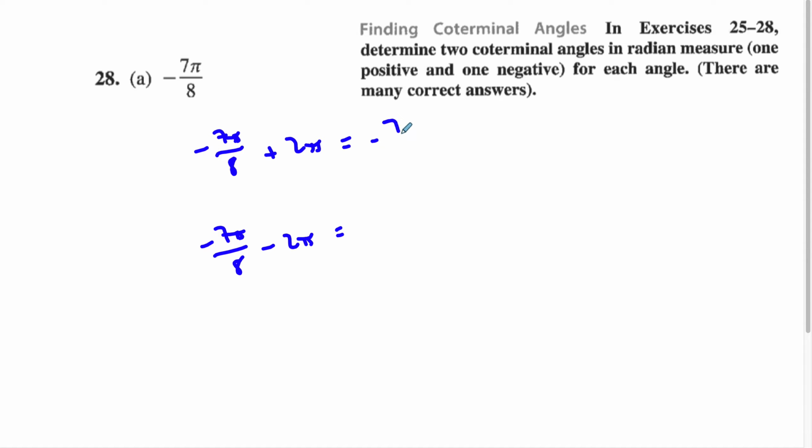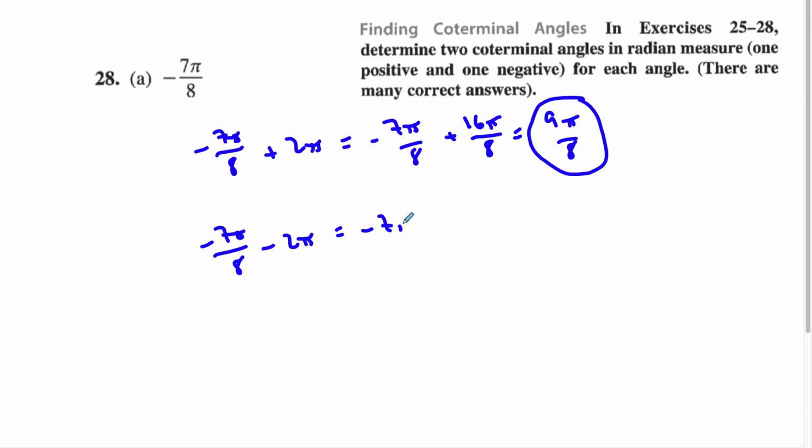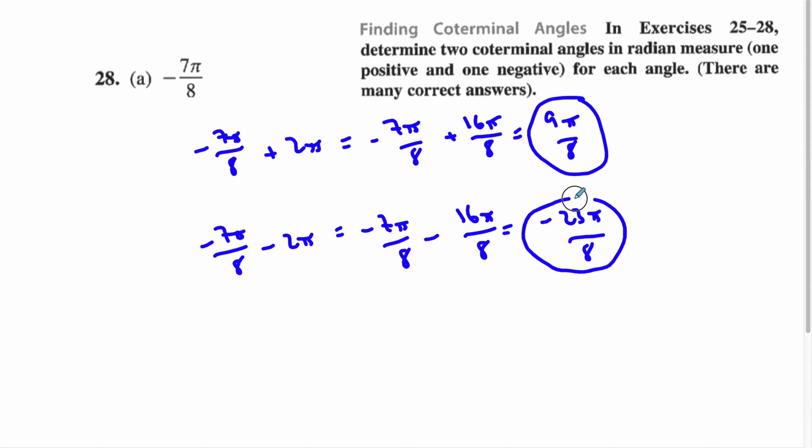The hardest part about this is you must convert this into eighths. How many eighths are there in 2? Well, there's 8 eighths, so 16 eighths. Negative 7 plus 16 would be 9 pi over 8. That is a positive answer. That would be one coterminal angle that is positive. Same idea, except we're going to subtract 2 pi, as in once around. Now, if this was degrees, we'd add or subtract 360. Easy, right? Negative 7 minus 16 pi would be negative 23 pi over 8. And there's our two answers.